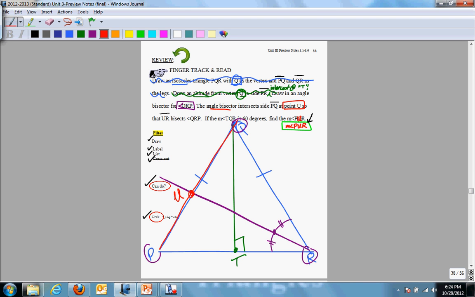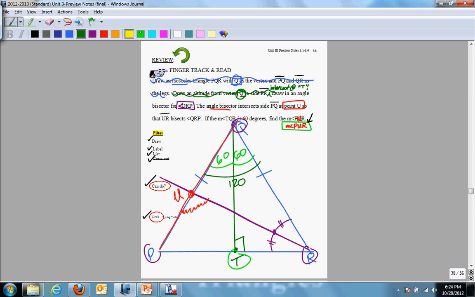We're told that the measure of angle TQR is 60. TQR, it starts at T, go to Q, go to R, is 60. And we ultimately want to find the measure of PUR, which is this angle here. Okay, so let's work from there. First off, if this is isosceles, the altitude also bisects the top. So if that's 60, this is 60. And the whole thing, therefore, at the top is going to be 120.